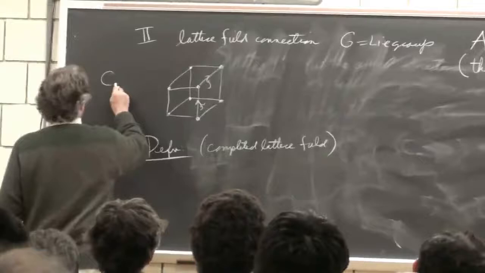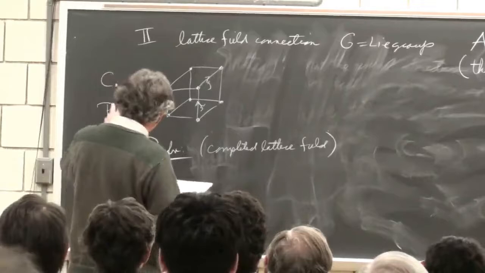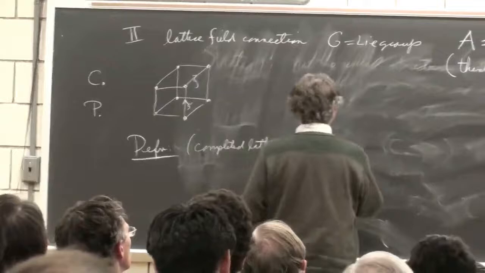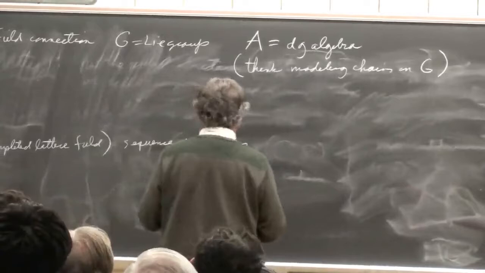I'm over my cell decomposition, which I've actually maybe taken the barycentric subdivision of. So I might write C, but I really mean P. So completed, this is a sequence of operators. Well, it only goes up to the dimension, but I won't indicate that.